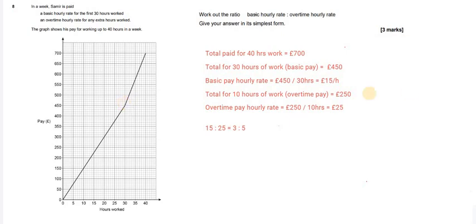Now, to find the overtime pay hourly rate, that'll be 250 divided by the 10 hours worked, which is £25. So, basic hourly to overtime hourly rate, 15 to 25, reduced by 5, 3 to 5.